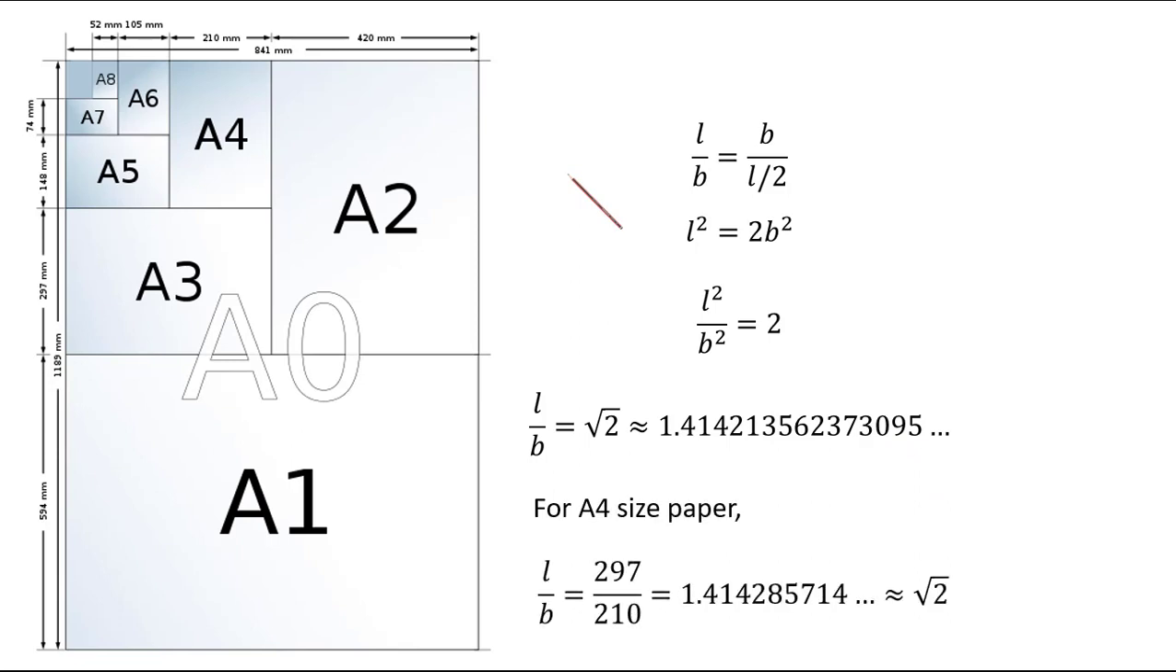So for the A4 size paper, we use 297 millimeters as length, while 210 millimeters as breadth. And if you divide this, you'll get almost the square root of 2. So next time you see an A4 size paper, if you divide the length and the breadth, you almost get the square root of 2.